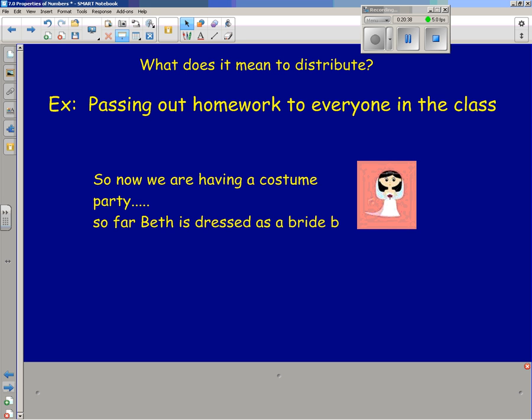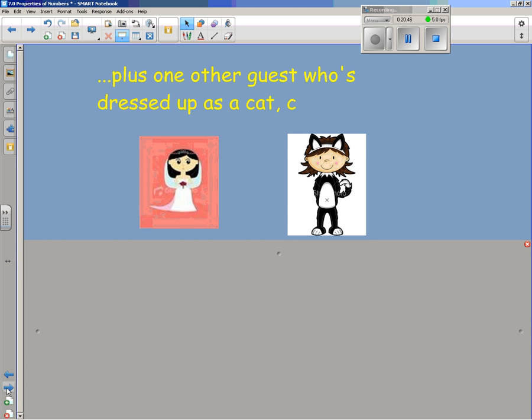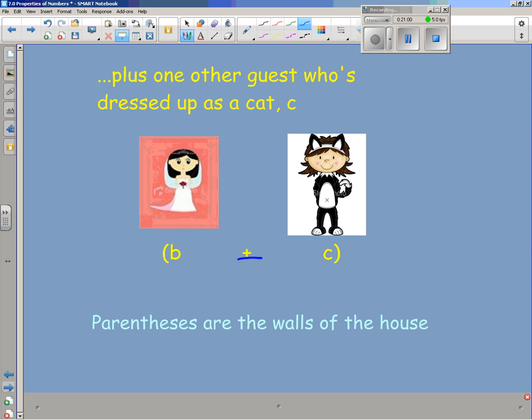So let's talk about a costume party. So far we have one person, Beth, who's dressed up as a bride. We're going to call her B. And another guest comes to the party who's dressed up as a cat, C. So I have at the party so far B plus C. They're both at the party. The parentheses represent the sides of the house, okay? So B and C are inside the house.